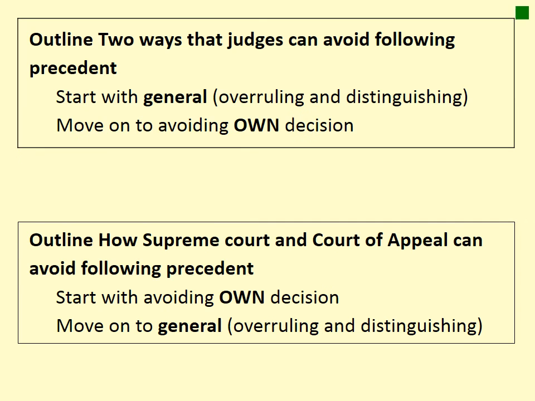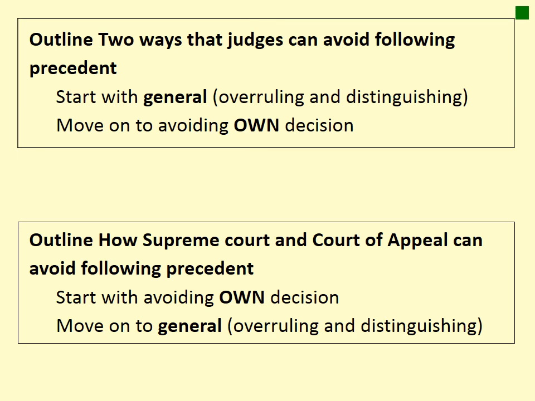The question can come up in two different ways. You might be asked a question generally about avoiding precedent, such as: outline two ways that judges can avoid following precedent. You would start with the general methods, discussing overruling and distinguishing, and the others if you have time, and then move on to the ways that courts can avoid following their own previous decisions. That's the way you would split your time on that question.